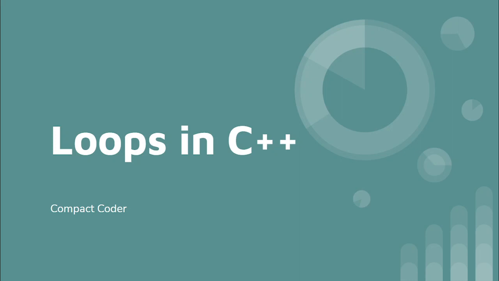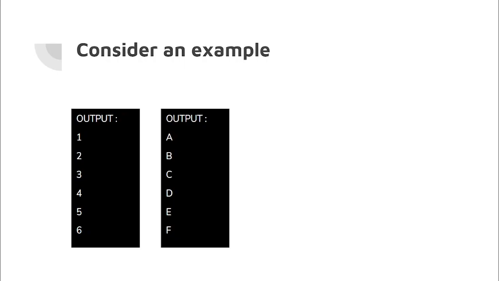In today's video, we are going to talk about loops in C++ program. So let's get started by understanding an example of loops. As you can see here, we need to output 1 to 6 or A to F.